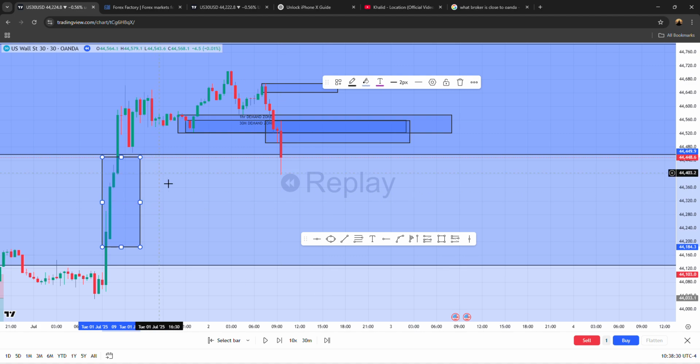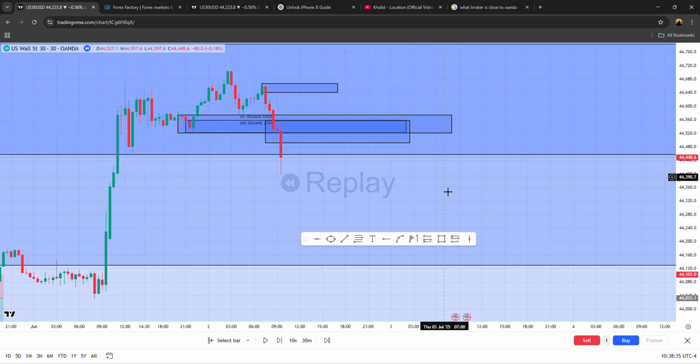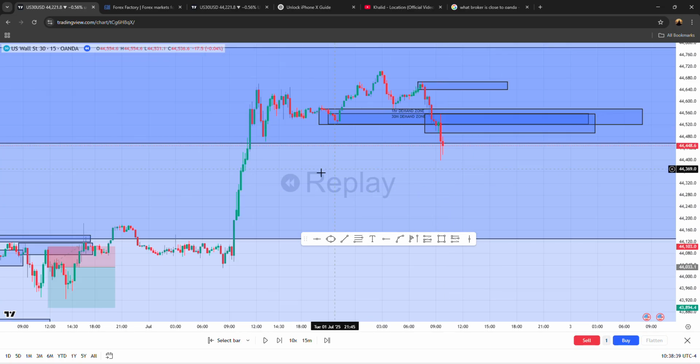Yeah, 30 minutes, same stuff. Imbalance showing. Let's go 15-minute again. Yep, same order blocks. So let me fast forward. I think that's probably why I took this trade. I forgot to remind myself that I'm not supposed to take a sell.